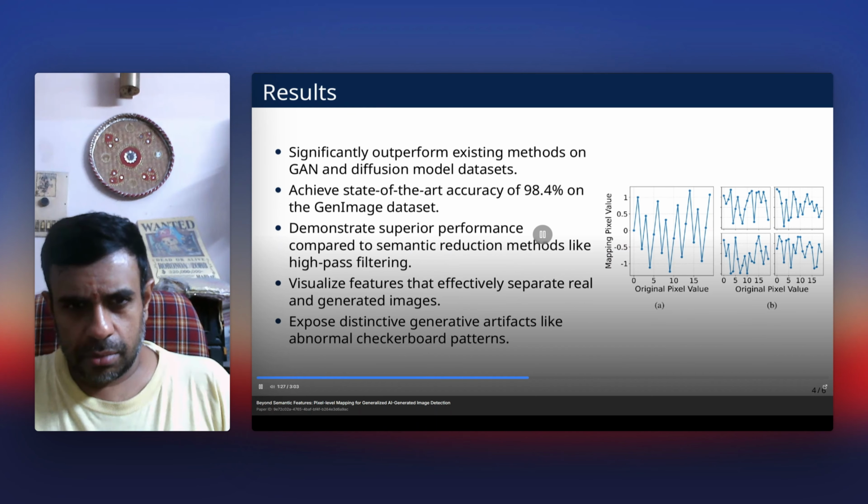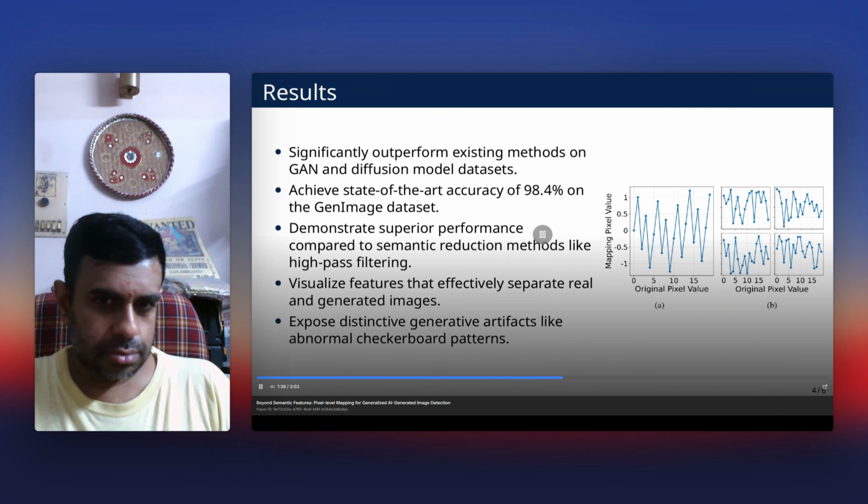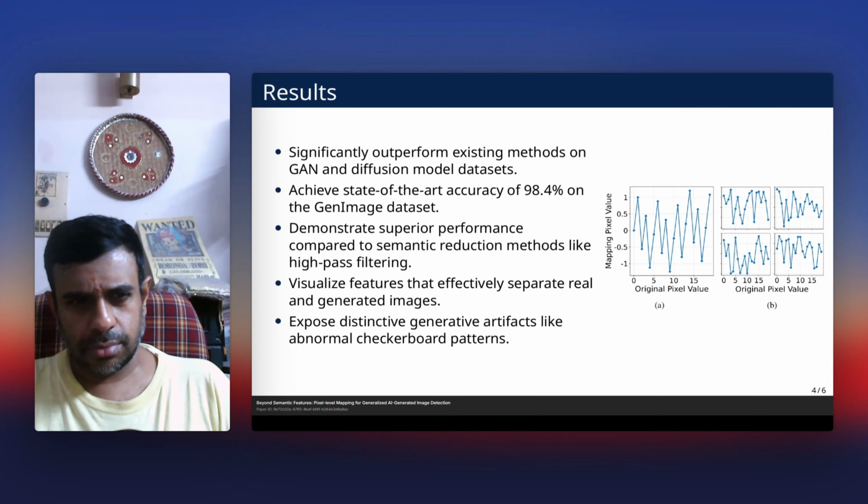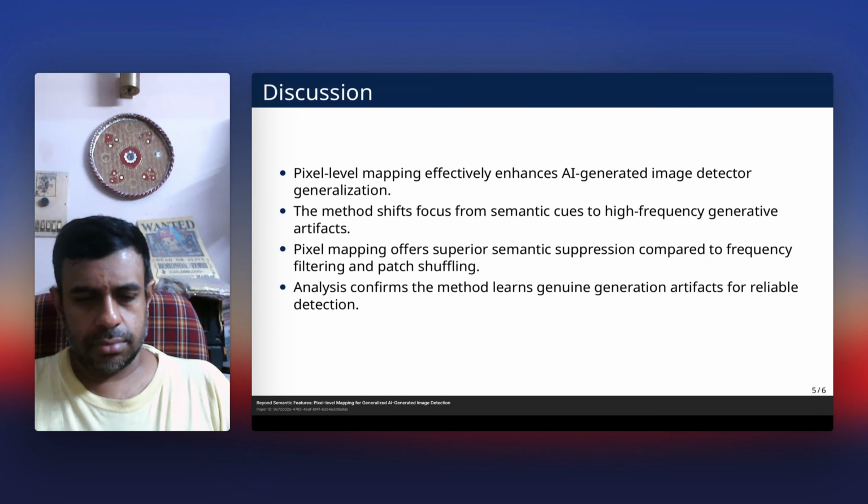Comprehensive experiments were conducted to evaluate the proposed pixel level mapping method on the self synthesis GAN dataset. The method significantly outperformed existing approaches, including the state of the art NPR, by 4.7 in classification accuracy. Similarly, on the GAN image dataset, which includes high resolution images from state of the art diffusion models, the method achieved a new state of the art accuracy of 98.4, surpassing previous benchmarks by a significant margin.